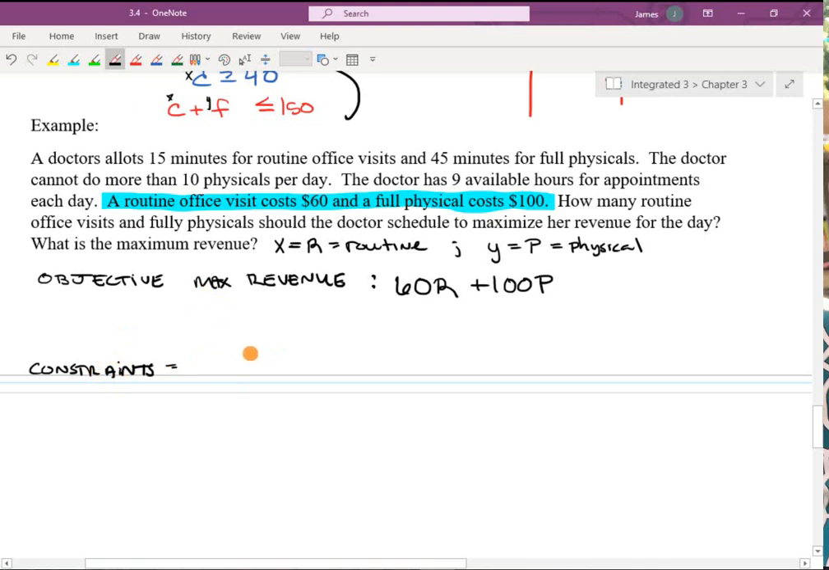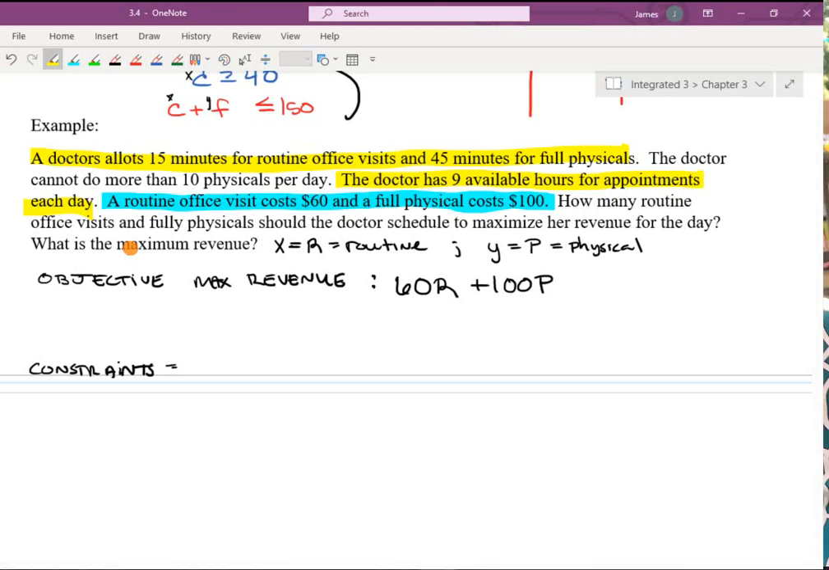Okay, so we have a constraint about time, right? The doctor gives 15 minutes for routine physicals, 45 minutes for full physicals, cannot do more than 10 physicals per day. The doctor has 9 available hours for appointments. Okay, so here's the issue with this. Everything there in yellow is referring to time, right? What is the problem there, though, in regards to time?